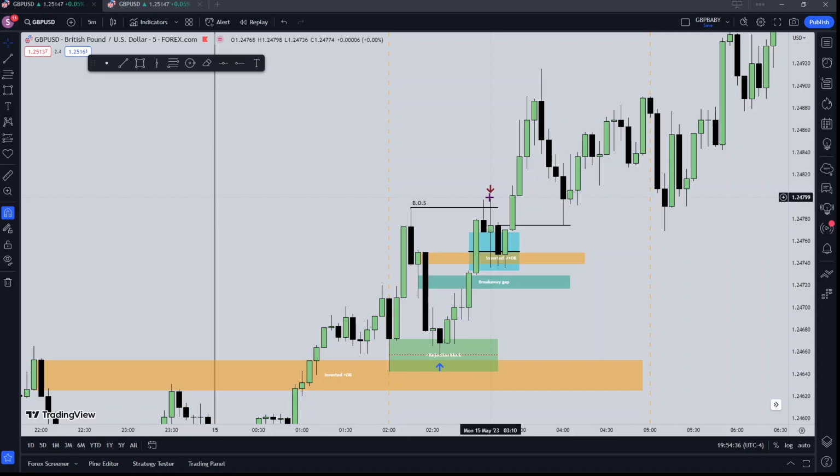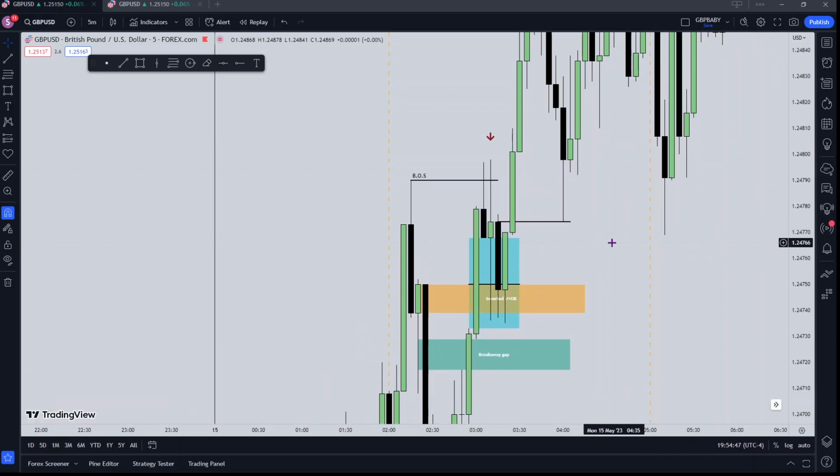But I'd have to go down to the 1 minute to see it better, but I do believe this is a breaker, and that's what we traded back into, and that's why we see a reaction. But we do tap deeper into this order block. Is that a fair value gap? I guess there's this one, and we close it in completely here.